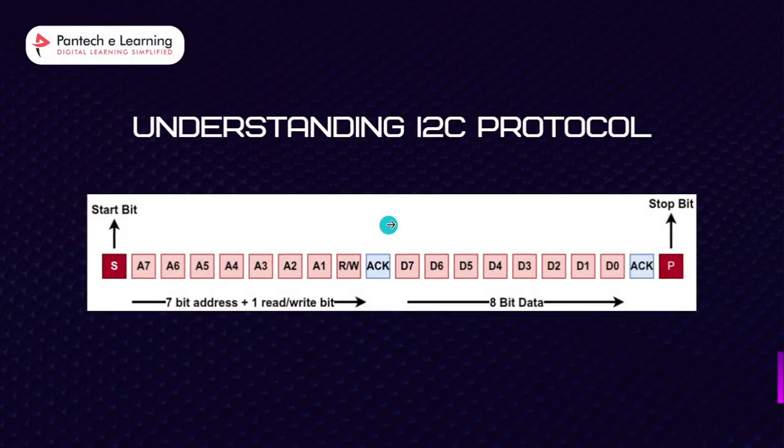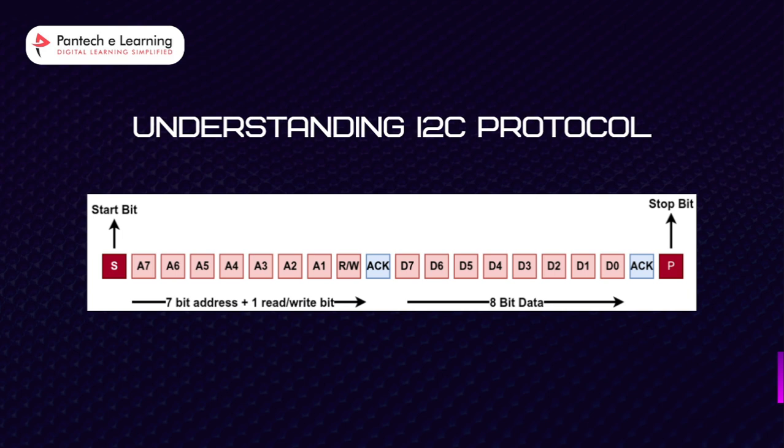In I2C, data transfer is always initiated by the master on the data line. The master first produces a start condition, and after the start condition, the address phase follows. The address phase contains 8 bits. The first 7 bits are the address of the slave, and the remaining bit decides the read or write operation. If the read or write bit is 0, that indicates the master will write data to the slave, and if the bit is 1, the master will read data from the slave.